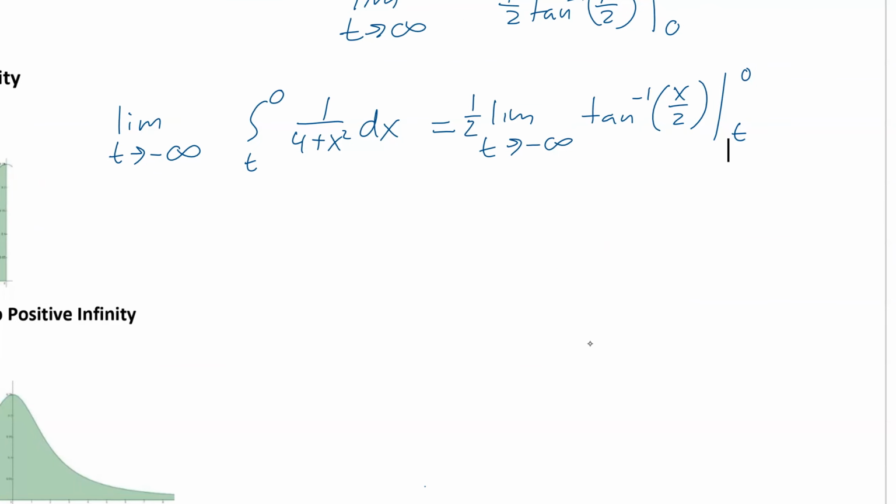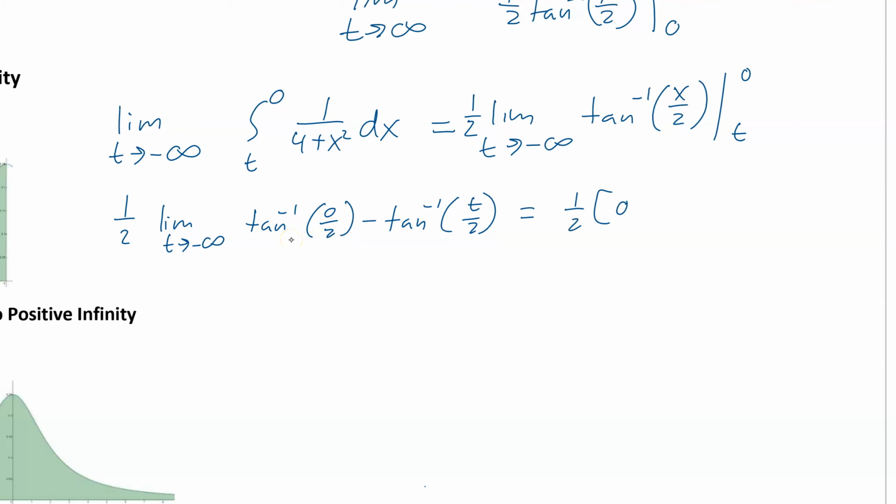And it's the same way. So we have 1/2, the limit, and now we can substitute our 0 and our t in. All right, so this is 0 just like before, and so that one is 0. Minus. Now we're doing negative infinity.